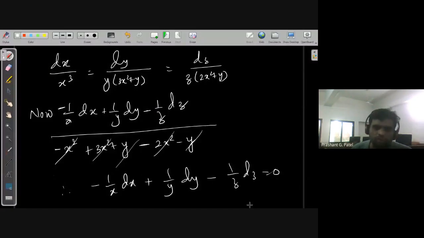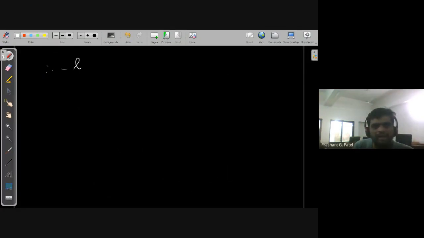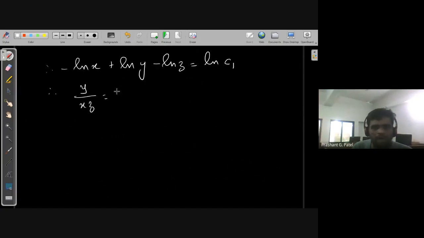So hence, if I take the integration both sides, this will give me minus ln x plus ln y minus ln z is equal to ln constant c1. So hence this will give me y upon xz equal to constant.